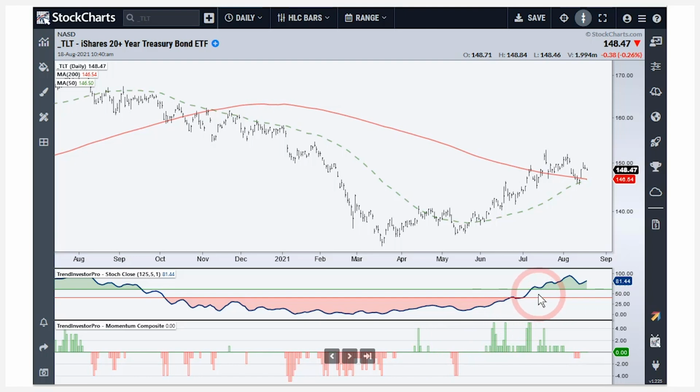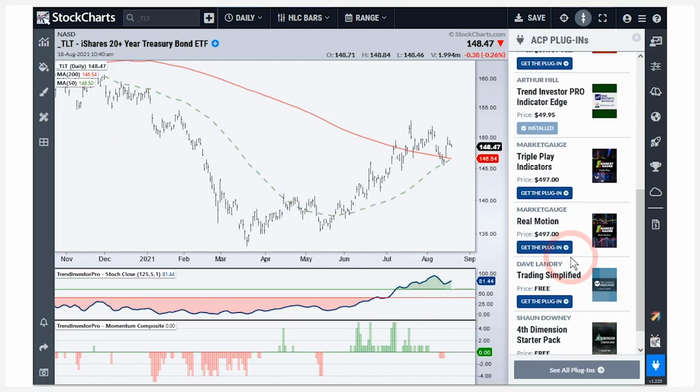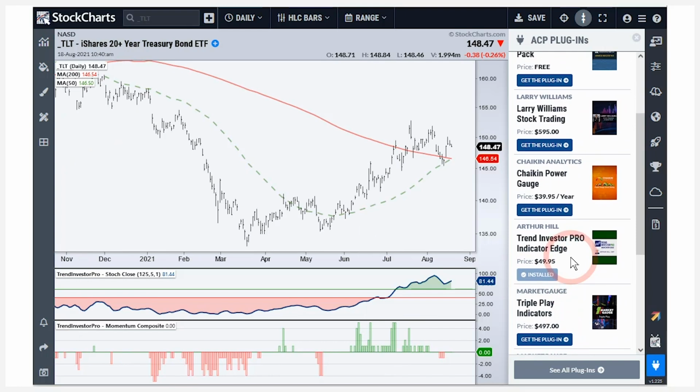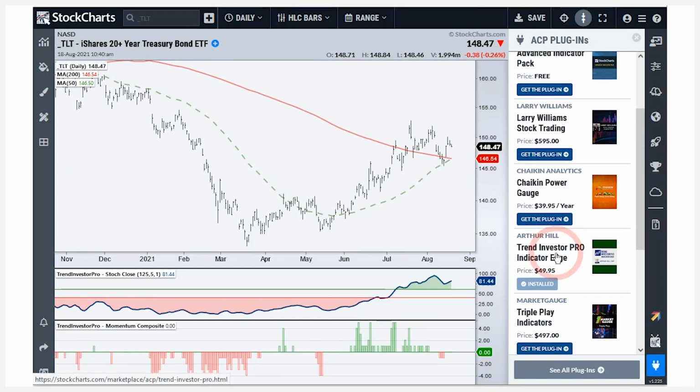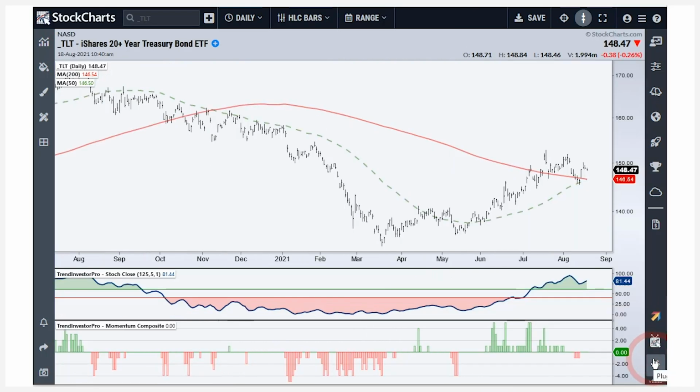So first of all, on the indicators, I've got Stoke Close and I've got the momentum composite here. And those are part of the Trend Investor Pro Indicator Edge plugin. If you go to the lower right, you'll see that plugin icon. And if you look at this, you'll see all the plugins available, and just click any of those links to find out more about those plugins.